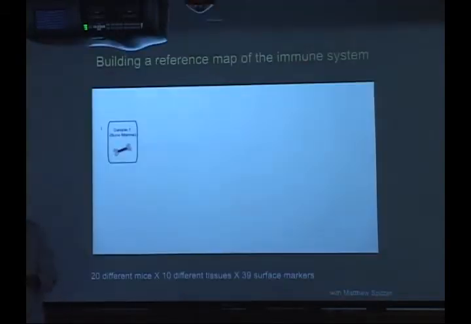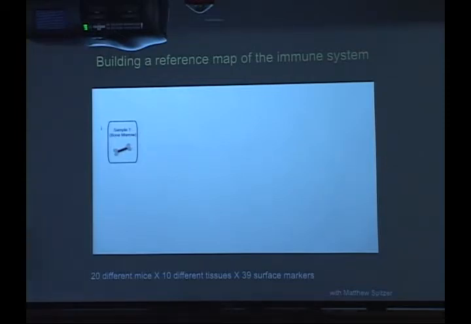And this turned out to be very useful with a data set that Matt Spitzer in the lab had been producing, which was a gigantic effort. Essentially here we're dealing with 20 different mice in 10 different tissues. So it was looking at the immune cells in the spleen, bone marrow, blood, colon, lung, etc. So 10 different tissues of the mice analyzed with 39 surface markers. A gigantic amount of data: 20 mice, 10 tissues, 39 markers per experiment.